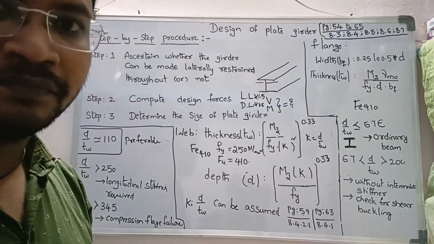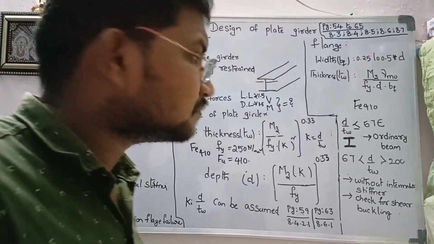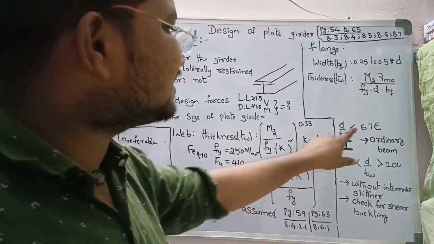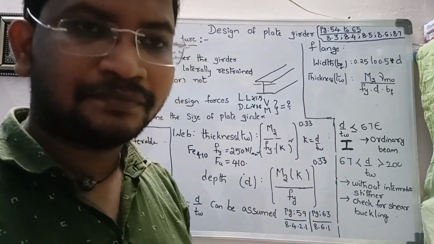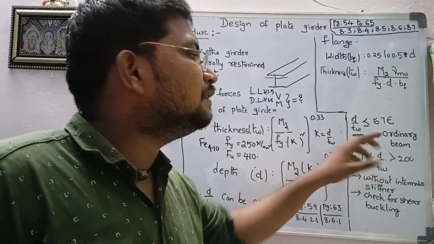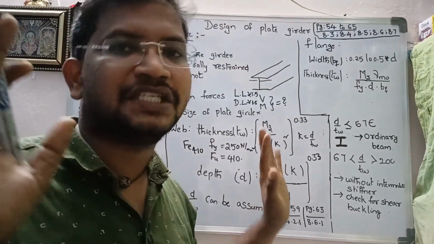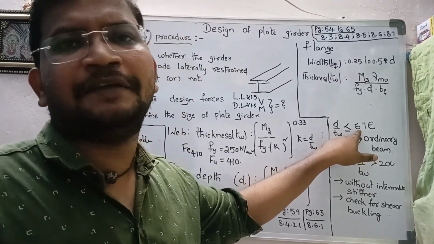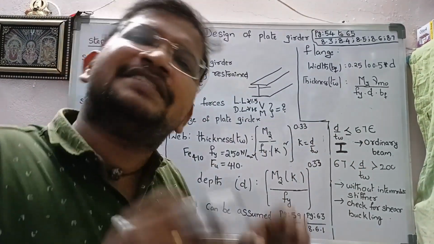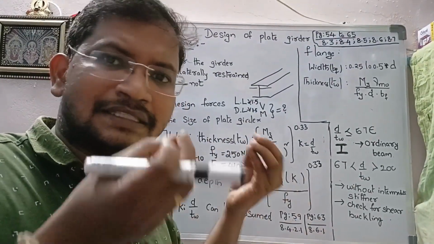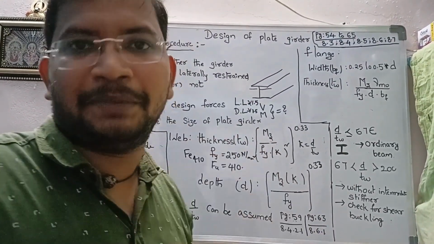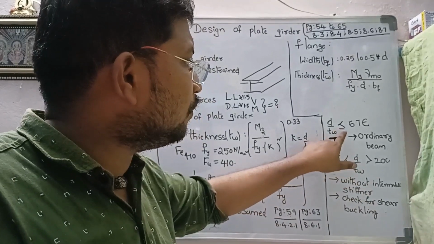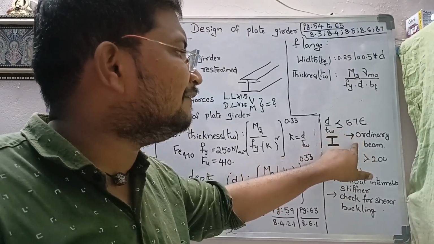To make it simple, I have drawn some conclusions. If you observe, d by tw value less than or equal to 67 will act as a simple ordinary beam with end stiffeners. It is not acting as a plate girder. It will act as an ordinary beam. That's why it is uneconomical. We need to design a plate girder, right? That's why if you assume d by tw value 67, it will act as an ordinary beam.